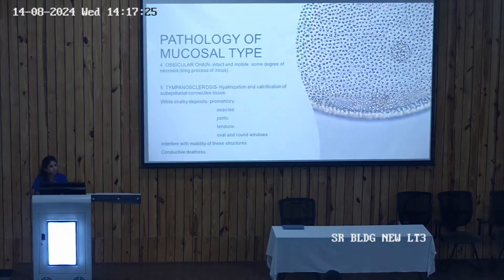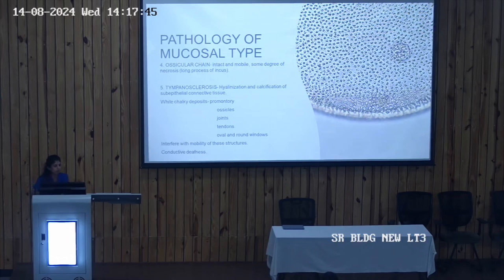Then comes the ossicular chain. It is usually intact and mobile, and there is some degree of necrosis, most commonly of the long process of incus. Why the long process of incus? Because the blood supply to the long process of incus is very less, so it will be the first of all the ossicles to get necrosed.